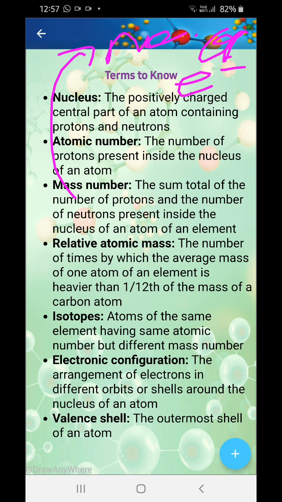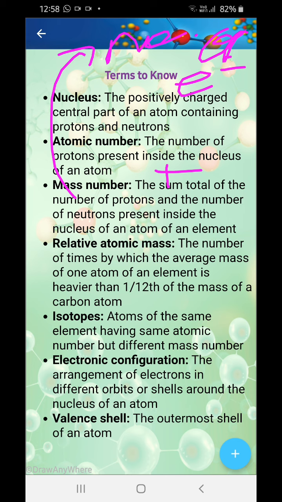Now another term is over there, mass number. The sum total means the plus. You do the sum. Okay, the sum of protons and neutrons present inside the nucleus of an atom. Mass number. Mass is represented by a number because the electron's mass is just negligible, so it's not taken into consideration. And if electrons are not taken into consideration, then we have only the nucleus. So the mass of the nucleus is the mass number, right? Next, relative atomic mass.